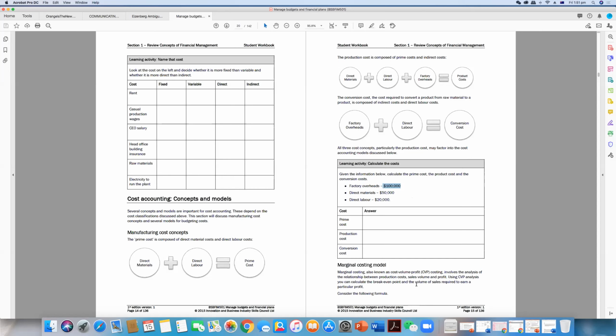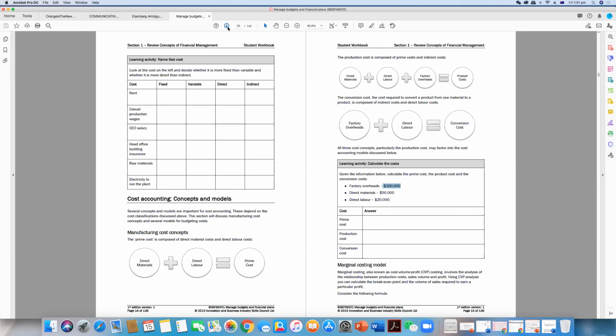Marginal costing is also known as cost-volume-profit, or CVP costing. It involves the analysis of the relationship between production cost, sales volume, and profit. So using CVP analysis, you can calculate the break-even point. Do you still remember what break-even means? It means the profit is zero, you didn't earn anything. And also the volume of sales required to earn a particular profit.